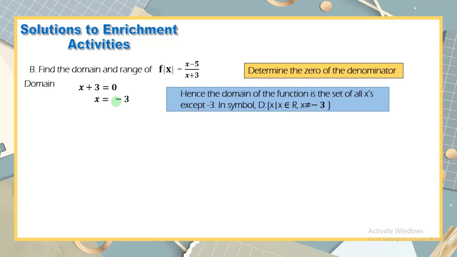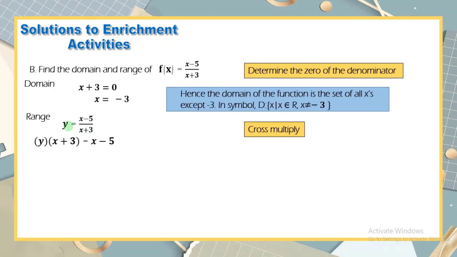So in symbol, that is x such that x is an element of real numbers, x is not equal to negative 3. So for our range, we change f of x to y. So y is equal to (x minus 5) divided by (x plus 3). Then multiply the denominator, x plus 3, to y. So that becomes y times (x plus 3) equals x minus 5. Distribute y. So this will become y times x, xy, y times 3, positive 3y, then copy x minus 5.